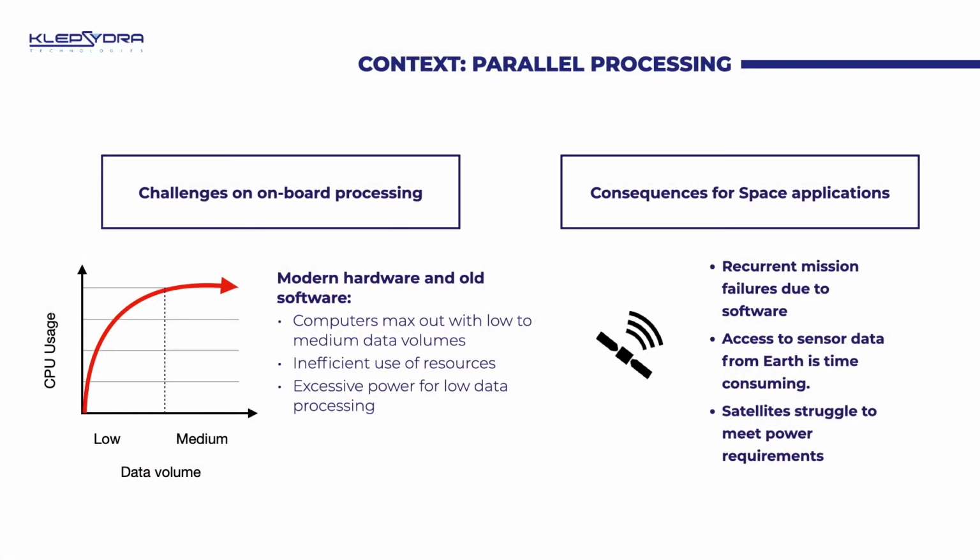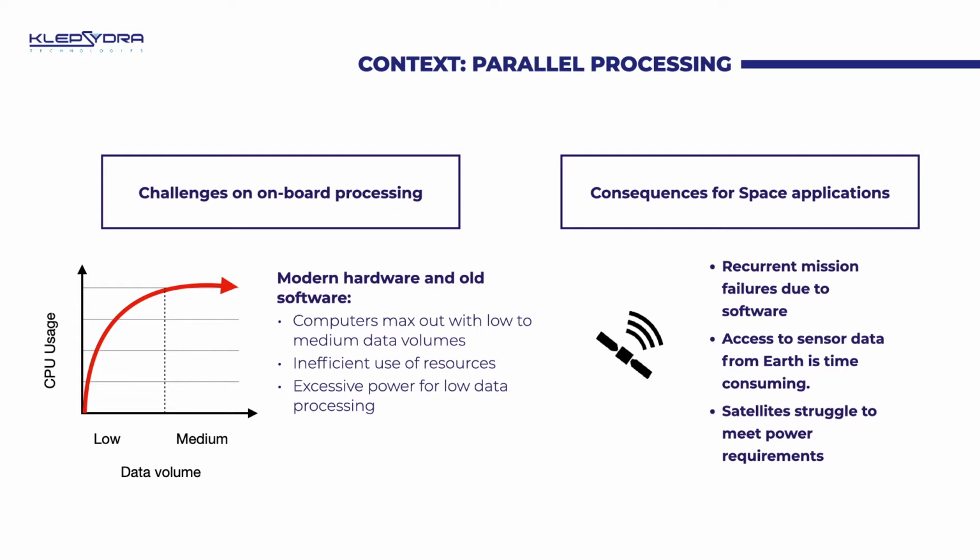As context, I want to explain one thing. There are big problems with data processing on board, especially because the hardware and the sensors have evolved substantially, while software has remained more or less the same for the last couple of decades. This has one main issue, which is that CPUs tend to max out quite quickly with a moderate amount of data. We're not talking about very large amounts of data; with just a little data, the CPU will already become maxed out.